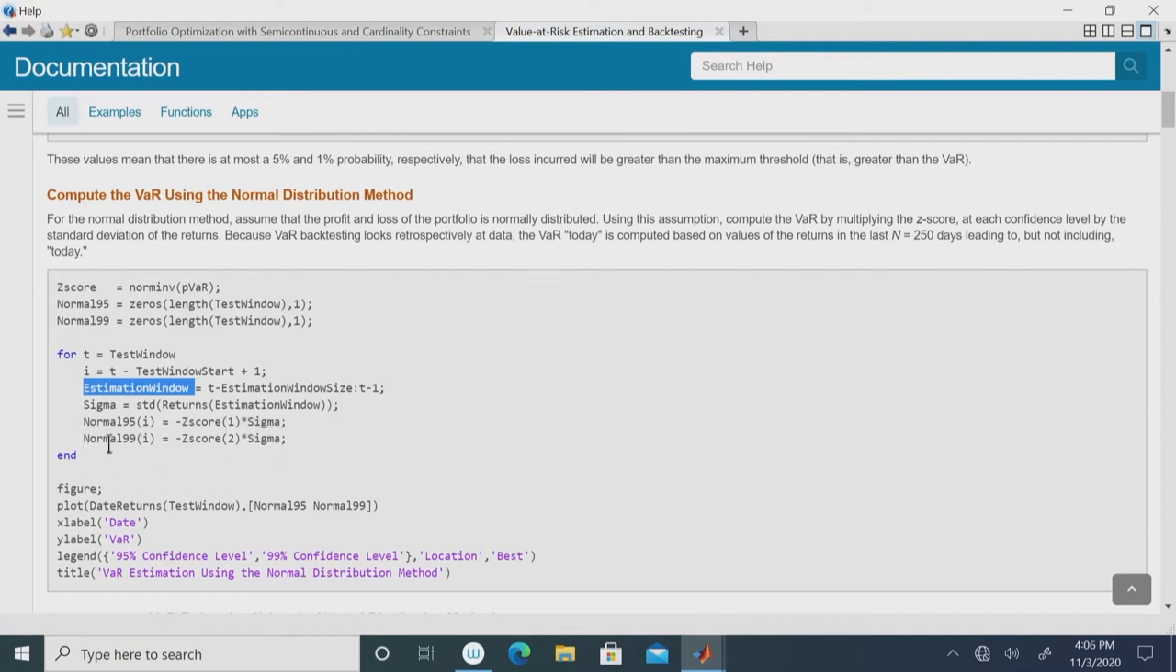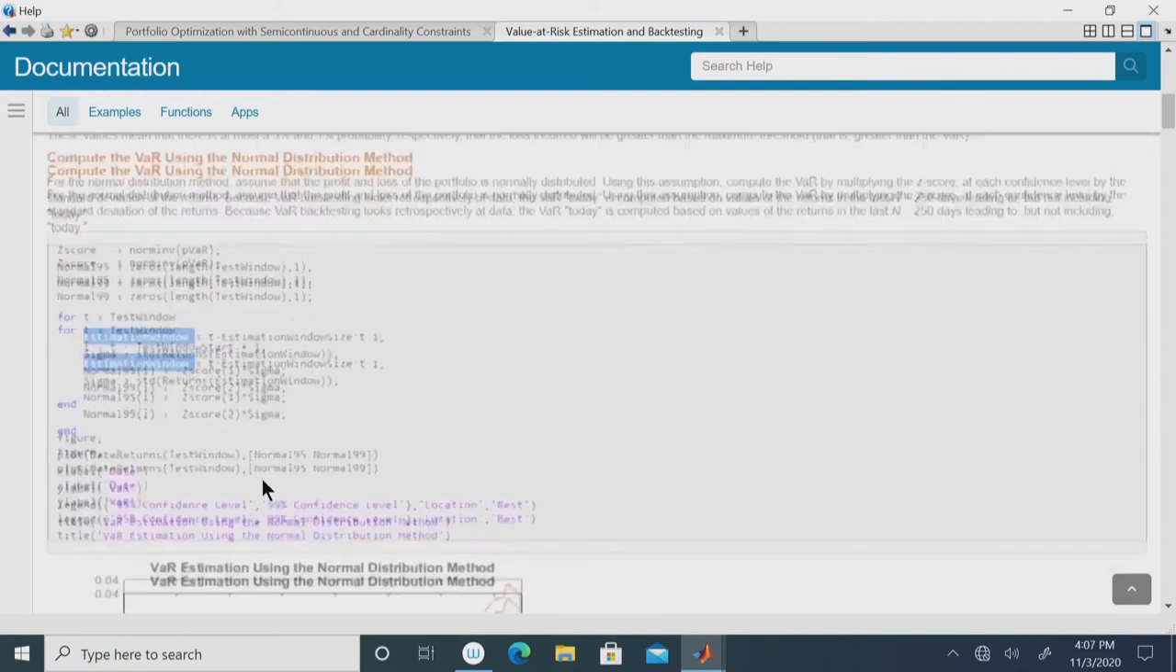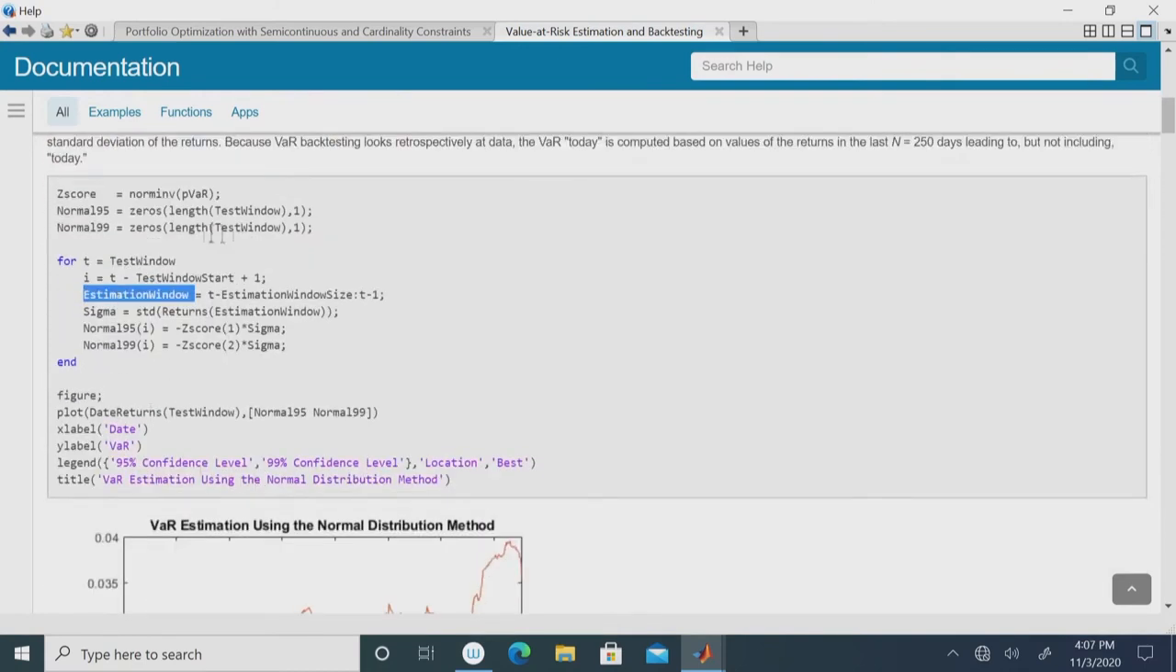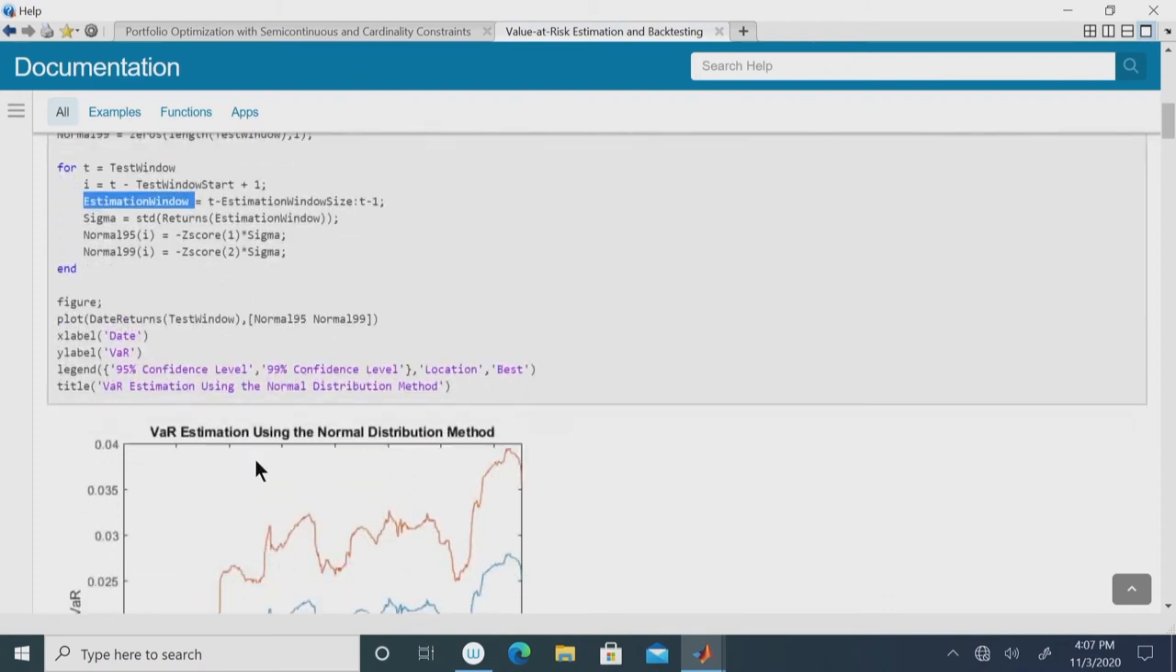So, accordingly, what you get is normal 95 and normal 99, which are going to be the corresponding values of this VaR for the first and the second case. We have done the variance estimation using the normal variable, and these normal 95 and normal 99 that you obtain here are nothing but the 95% and 99% confidence level value at risk that you have estimated by making use of the normal distribution method based on the preceding number of 250 days.